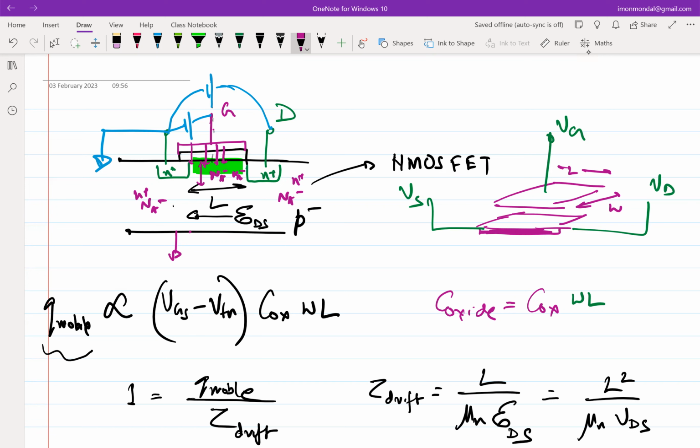But now we are having mobile carriers. Because we have mobile carriers, the extra lines of force are getting terminated into the mobile carriers, and it's no longer required to increase the thickness of the channel. Good question.